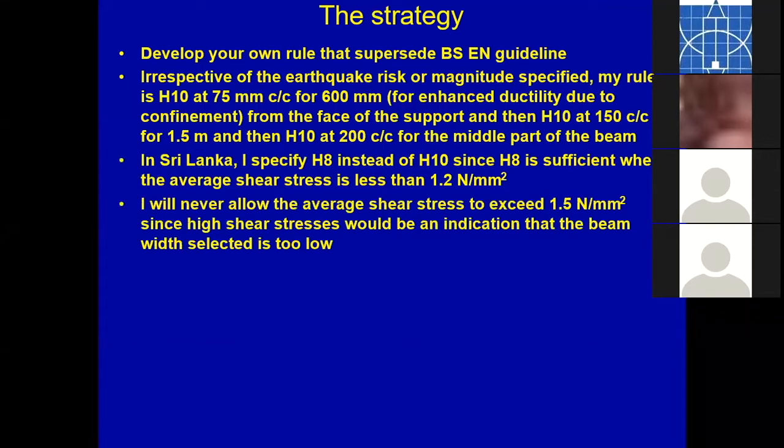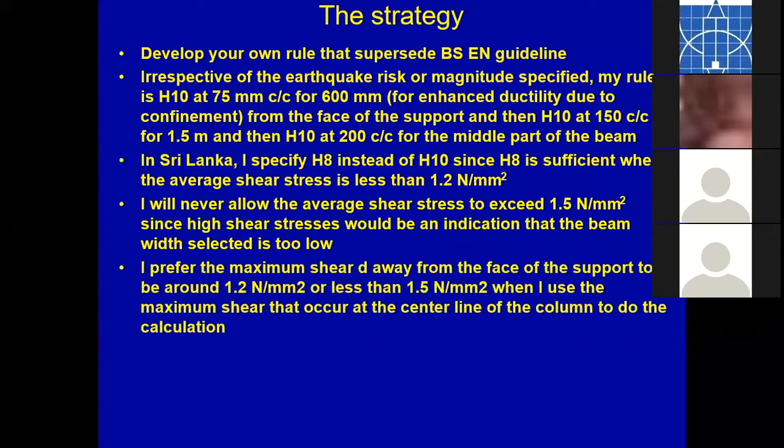Because we are going to share the presentation, I will not go through the slide fully, but what I generally do is, when I'm selecting the general arrangement drawings, I will make an assessment of the shear forces. Once I make an assessment of the shear forces, I can calculate the shear stresses approximately with reasonable accuracy, like 95% accuracy. Then I will try to keep the maximum shear stress somewhere around 1.2 to 1.5 newtons per millimeter square. In doing so, we are actually selecting a reasonable cross section for the beam.